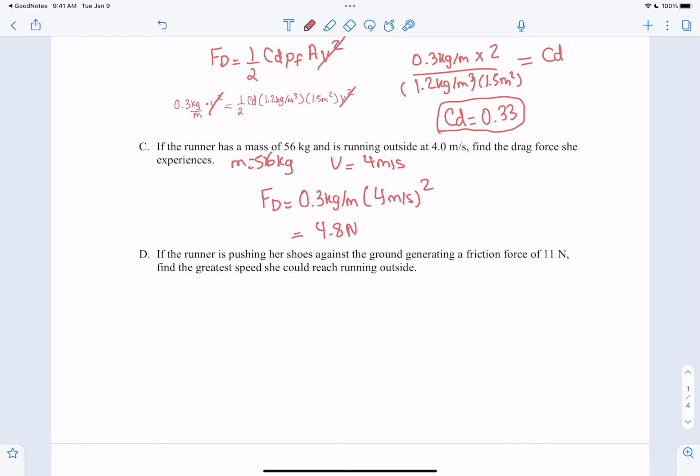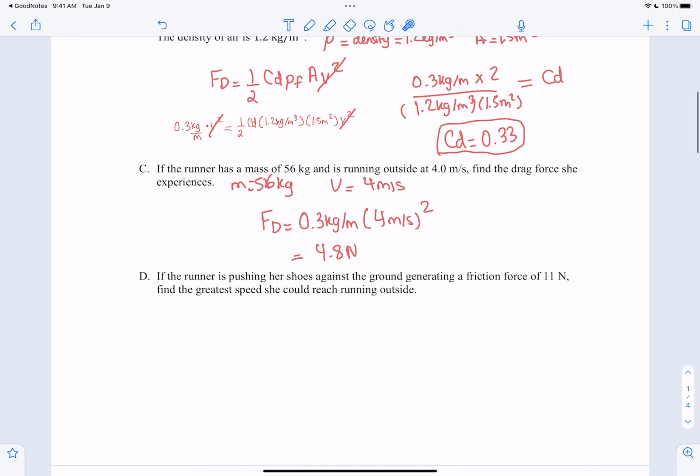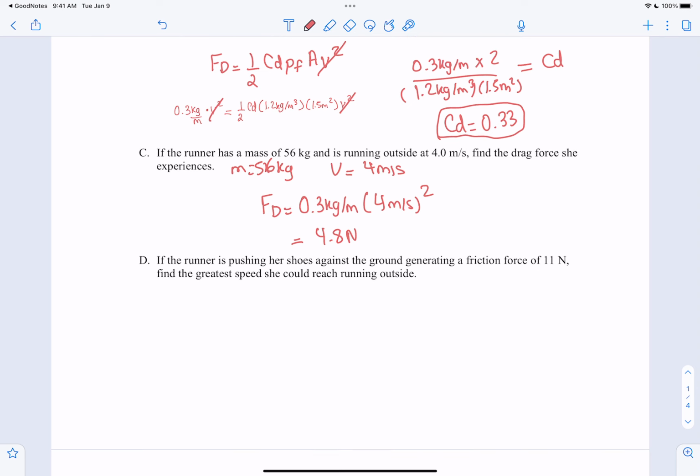But yeah, makes sense for part C as well. It's very simple. I'm not even sure why they really gave us the mass here. Really don't need it because you're just figuring out the drag force, and drag force would just be equal to 0.3 kilograms per meter times your v squared, whatever her velocity was at 4 meters per second, and you square that. Sound good for C as well? Yes? Okay. Now for D, I think that's our final part here.